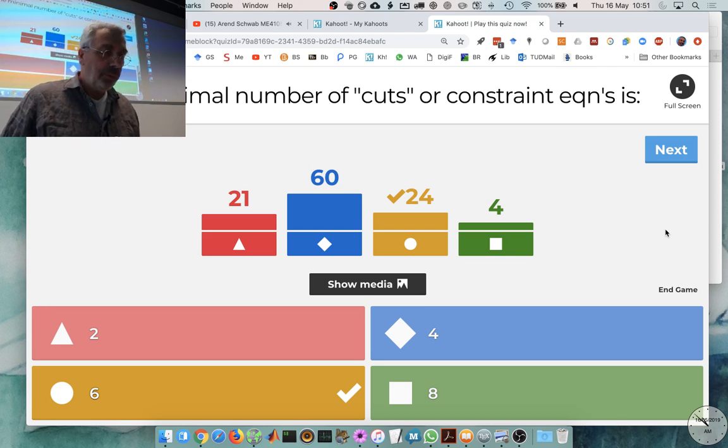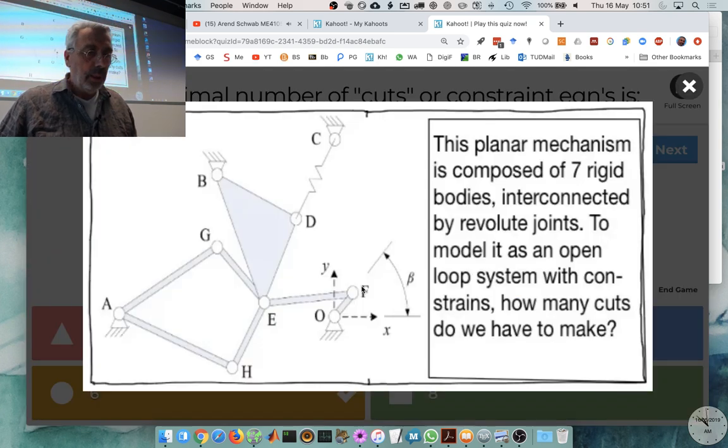Okay, so this asks for some feedback from me. What went wrong? Why do a lot of people say four? If I look at the mechanism, of course I can do the counting with the number of rigid bodies and the degrees of freedom, but I'm not going to do that. I see here a four-bar mechanism, right? If we want to cut the loop, we have to cut it here. Then these are still closed loops. This is also like a four bar, well, no, even more, five bars. So I have to open this loop, so I have to cut it here for this loop, and then for this loop I have to cut it here again. So I have to make three cuts in two directions, making a total of six cuts.